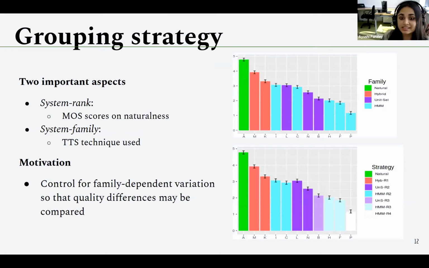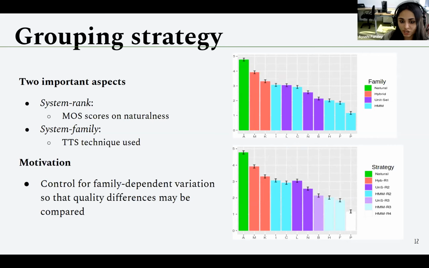Okay, here we will discuss the grouping strategy of different systems. Let's first look at the figure on the right. You have already seen the top bar chart in a previous slide. These are simply the rankings on naturalness based on the MOS score as a result of the subjective listening test.